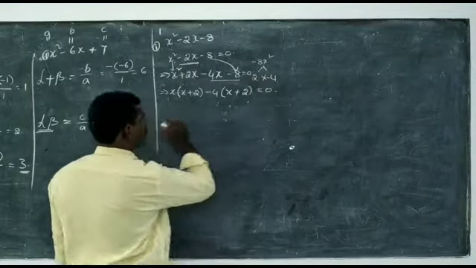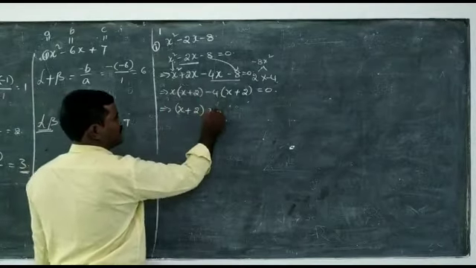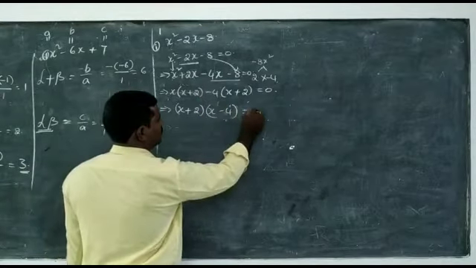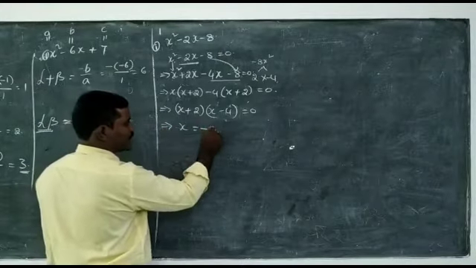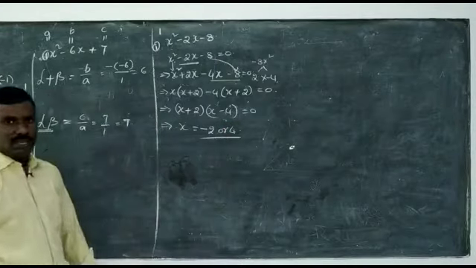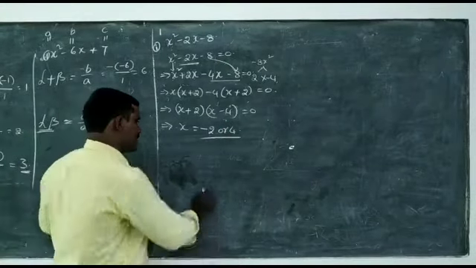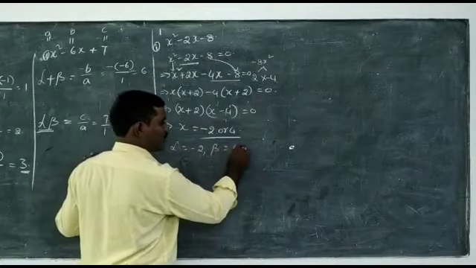x plus 2 equal to 0. Now, (x plus 2)(x minus 4) equal to 0. From this, the zeros of x are minus 2 or plus 4. Minus 2 and plus 4 are the zeros. That means alpha equal to, I am taking minus 2, and beta equal to 4.